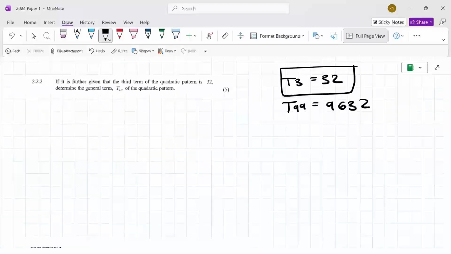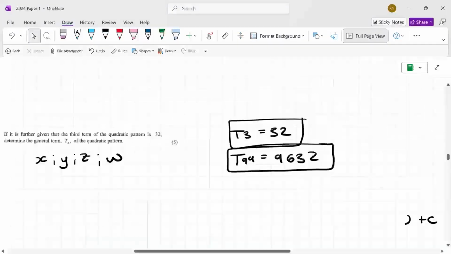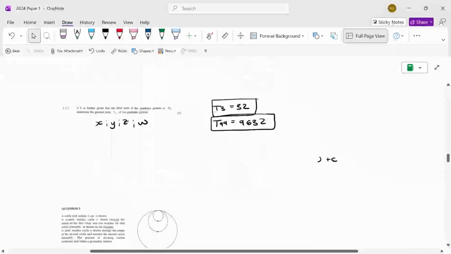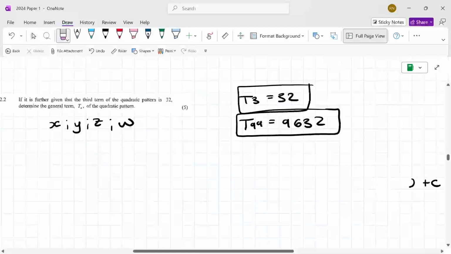9,632, right? We used this information to get our Tn, but let's just do it again. So we're given X, Y. This is what I meant in the previous question: I didn't want to use the second method because they end up asking you for the formula anyway. But you can just use the information that they give you to reprove the formula. So you don't have to stray away from it. You can just reuse it again.